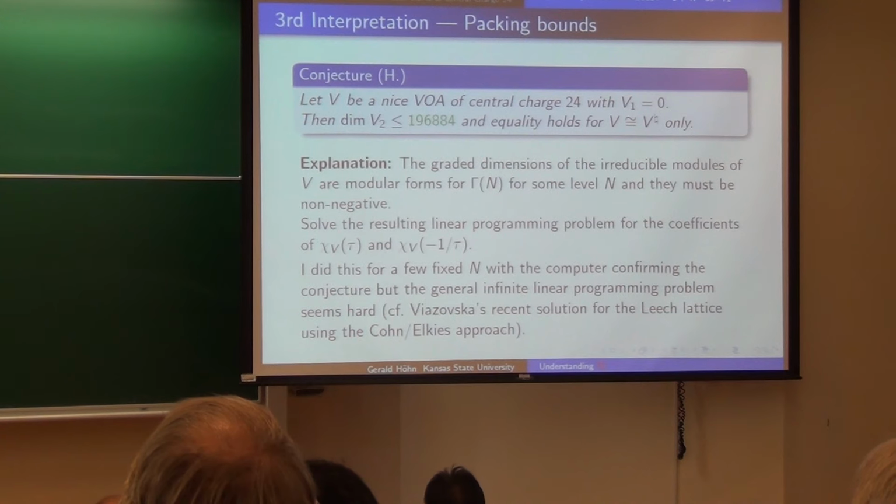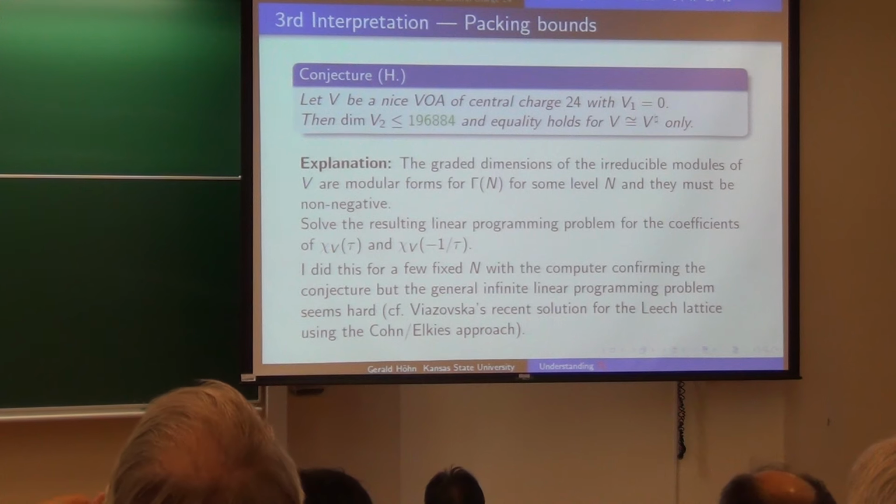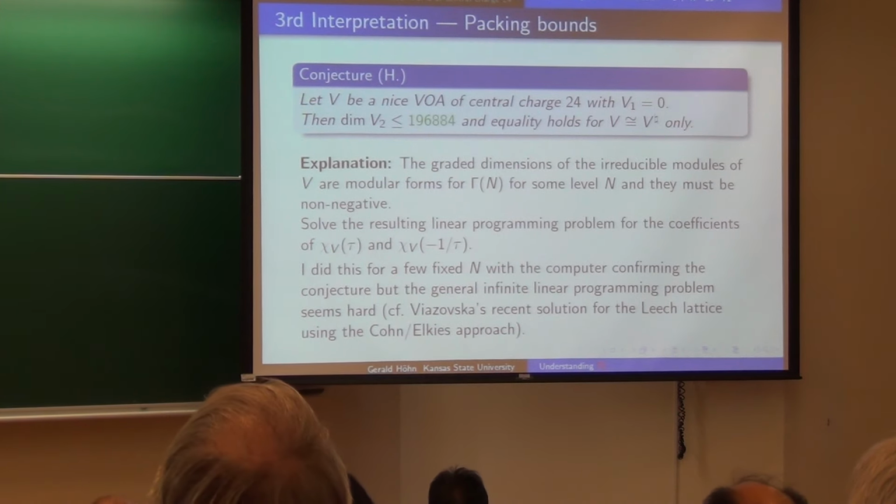So let's assume that V1 is 0, and then what we would expect is that the dimension of the degree 2 part is less than 19884, and that equality only holds for the Monster model, because this somehow would be the dual bound from the design bound. And now I tried to work a little, and I hoped that I would be able to prove the theory, but I couldn't do it, but at least I could get some partial result.